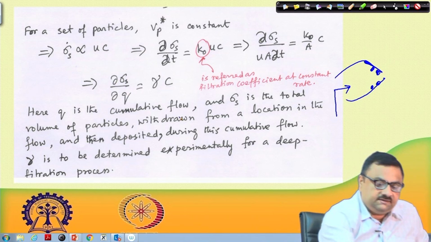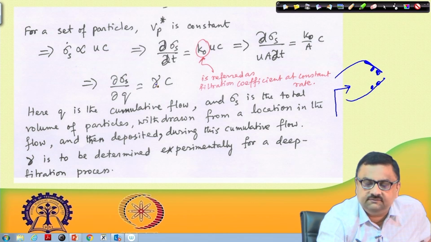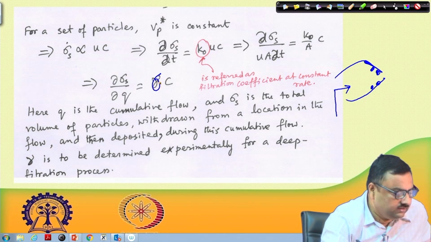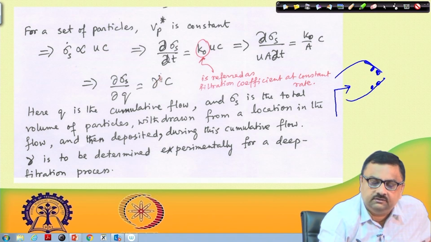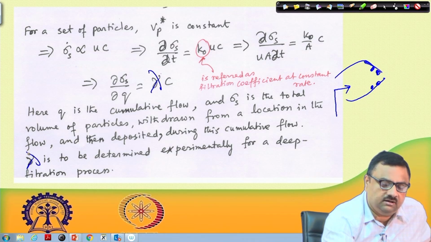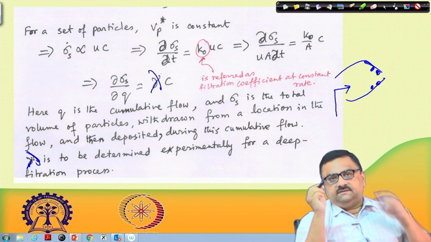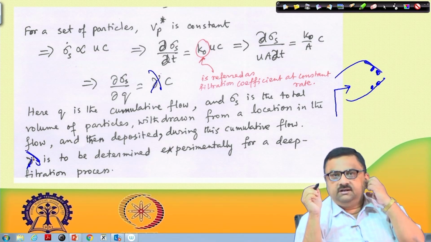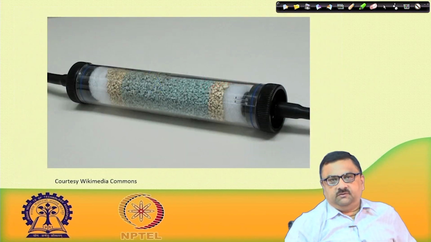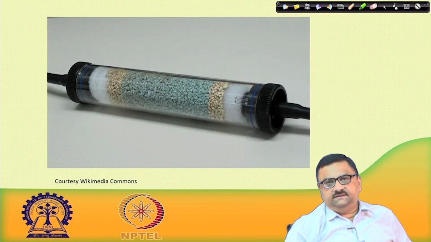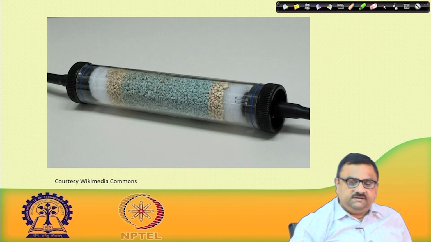And we said that this we call lambda. So, this lambda is to be determined experimentally for a defiltration process. This is a picture of a porous medium. Now, think of this defiltration process here.